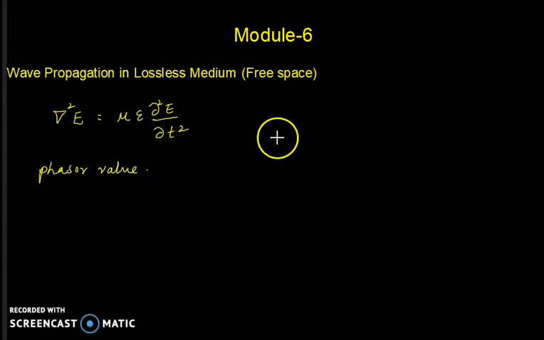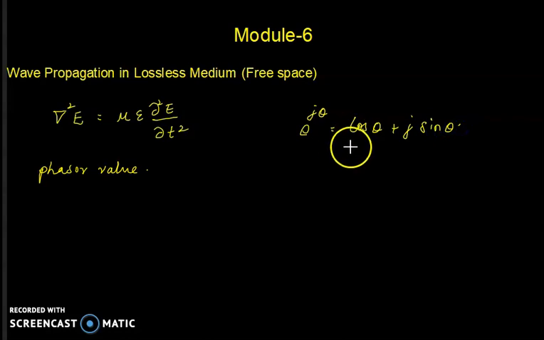So we know that Euler has proposed an equation: e power j theta equals cos theta plus j sin theta. This is Euler's equation, where the cos theta term is the real part and the j sin theta term is the imaginary part. So any complex number we can express with the exponential form e power j theta. Similarly, E can be expressed in terms of j theta.